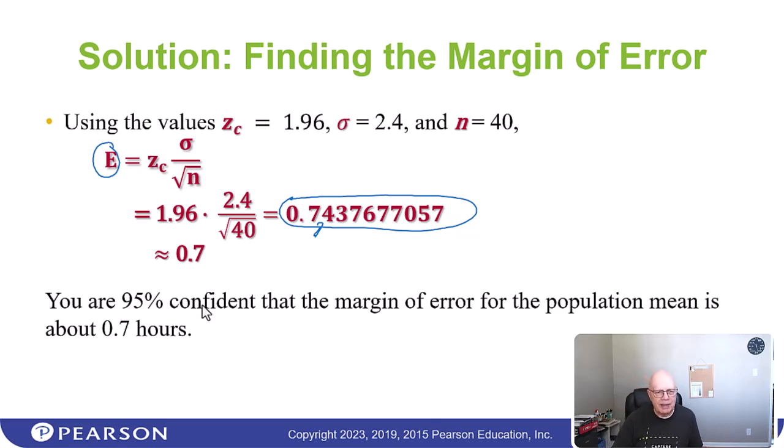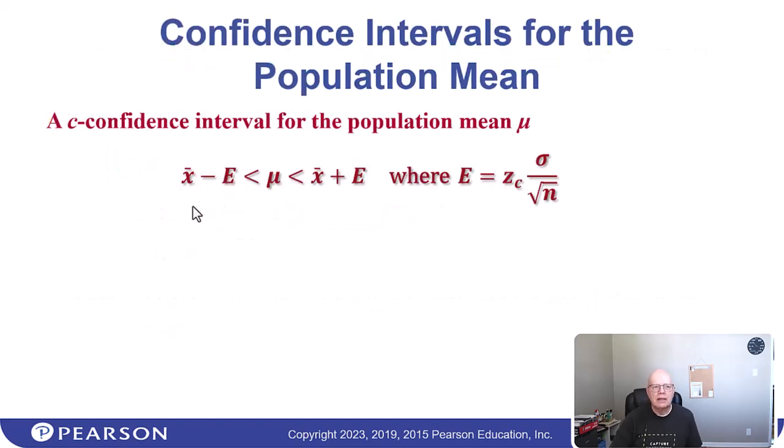So what does that mean? Well, this is your margin of error. So it says you're 95% confident that the margin of error is about 0.7 hours. Now, with the margin of error, you can create a confidence interval.